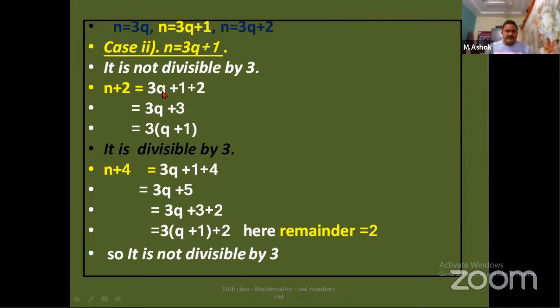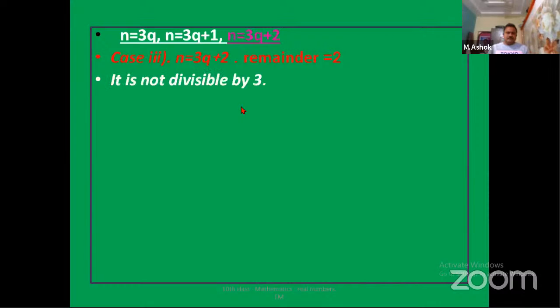So think, what is case 3? Yes, now assume n equal to 3q plus 2. You have to check for n, n plus 2, n plus 4, whether it is divisible by 3 or not. Okay, move to case 3. So those are the possible n values. Now case 3 means n equal to 3q plus 2. Obviously, if plus 2 is the remainder, then it is not divisible by 3.